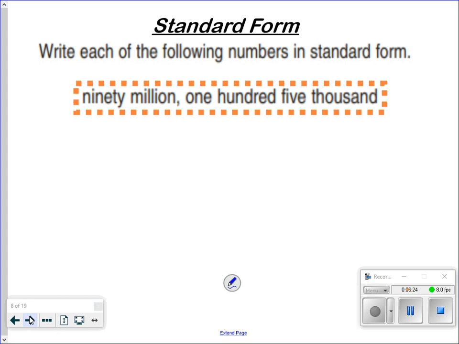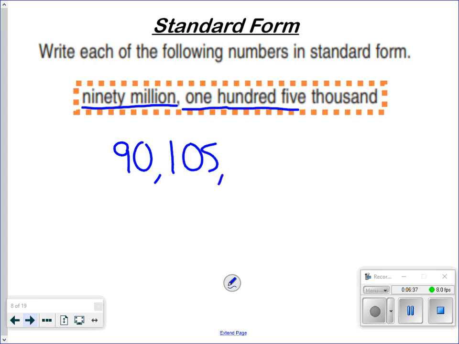Next problem. Standard form again. 90 million. Let's write this part out. 90 million 105,000. And then there's nothing left. Always check your work. See if it makes sense. 90 million 105,000. That's it.